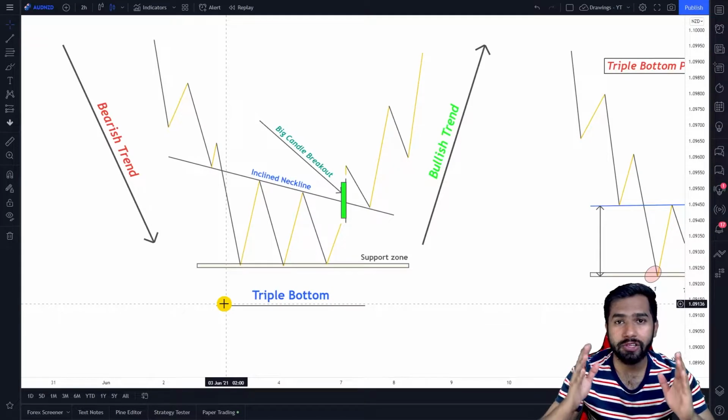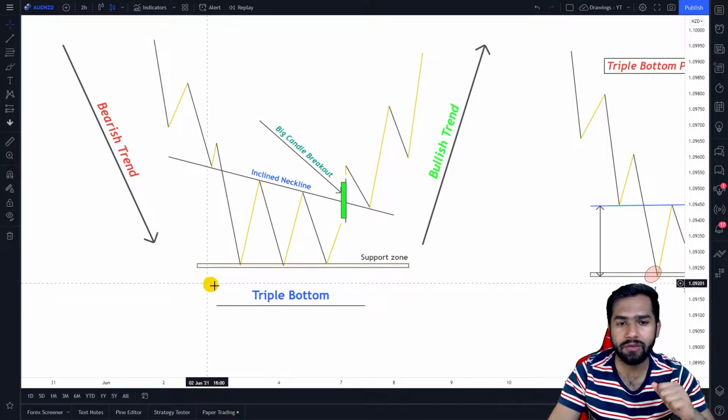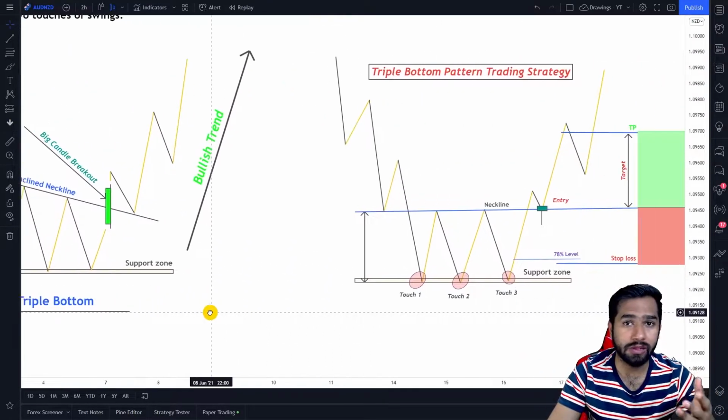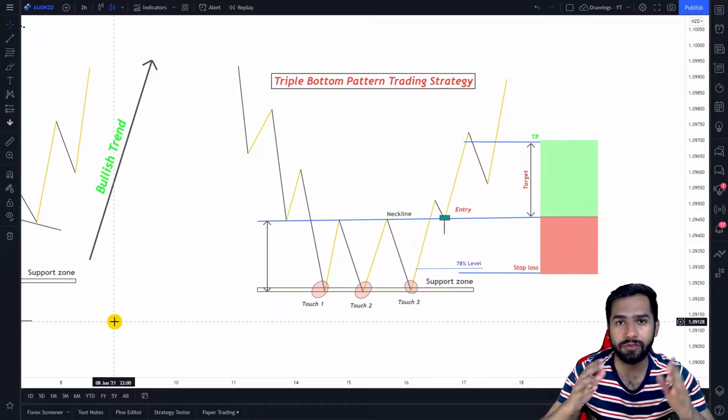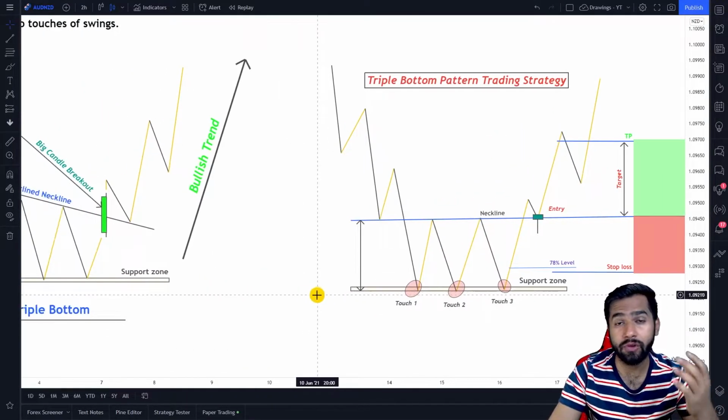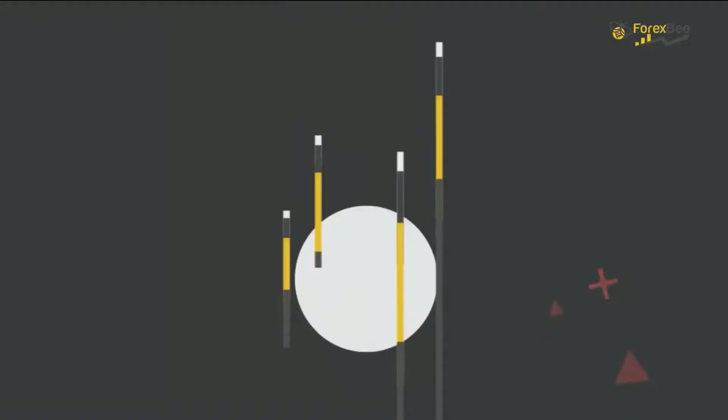So in this video, we're going to talk about the triple bottoms pattern, and I'm going to show you in detail how you can identify this pattern on your charts. And also I'll be sharing a very good profitable trading strategy regarding the triple bottom pattern on the charts, and we'll be going through the examples as well.